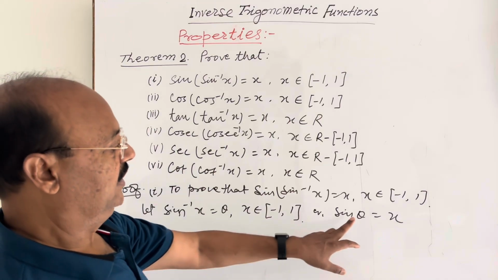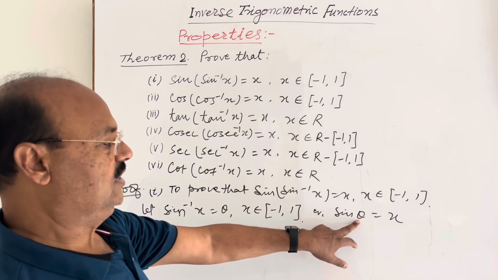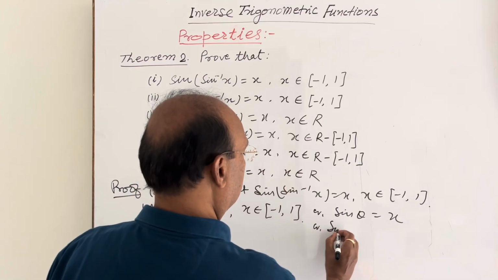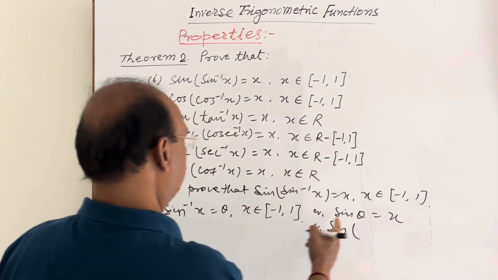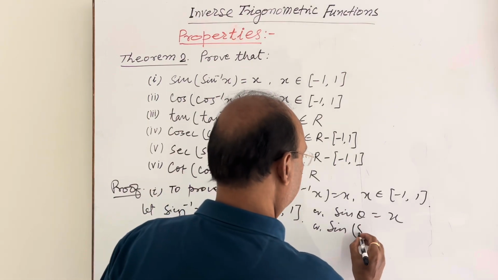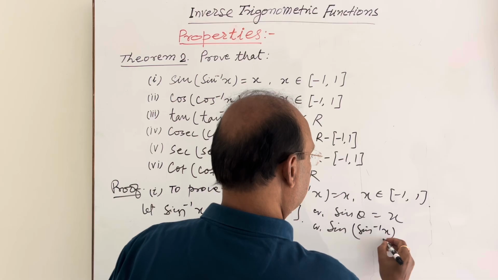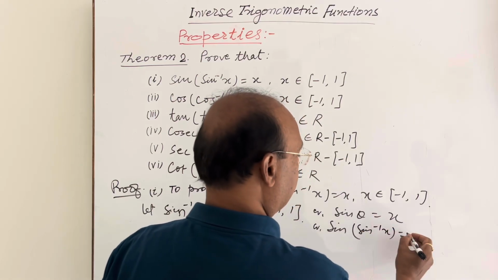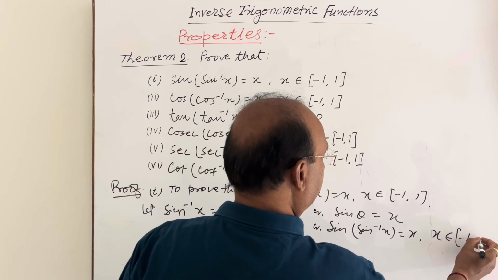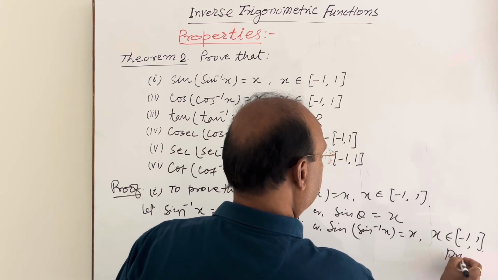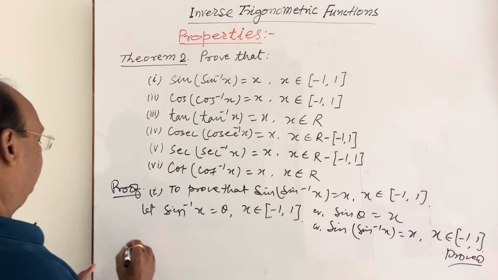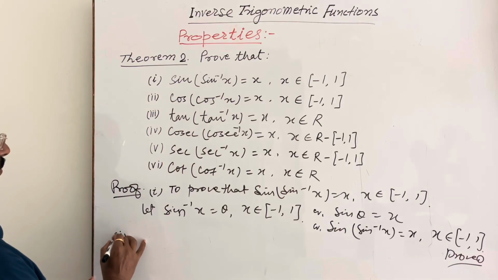Now simply here we have to put the value of theta, and we will get the result. This is sine of, in place of theta, we write sine inverse x. Sine of sine inverse x is equal to, right side is x. x will belong to the closed interval minus 1 to 1. So this part has been proved. Very interesting. Similarly, we can do the second part also.